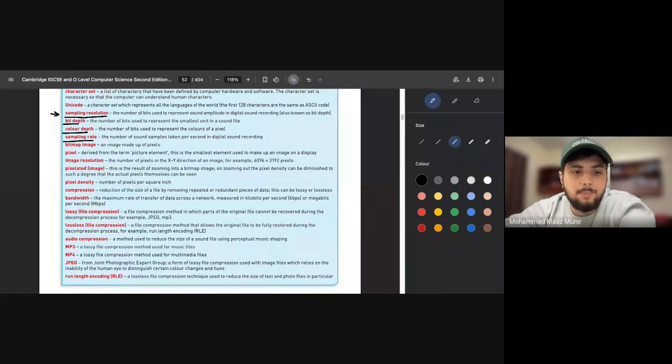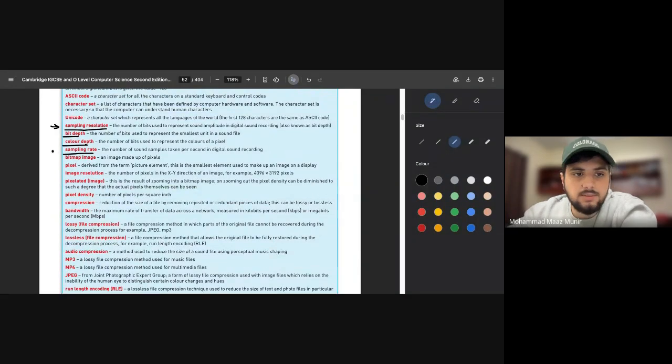It was sample rate and sample resolution. So sample rate is this, sampling resolution is up here. So you see, a pixel is the smallest element used to make up an image on a display. And I wrote this display as screen, right?